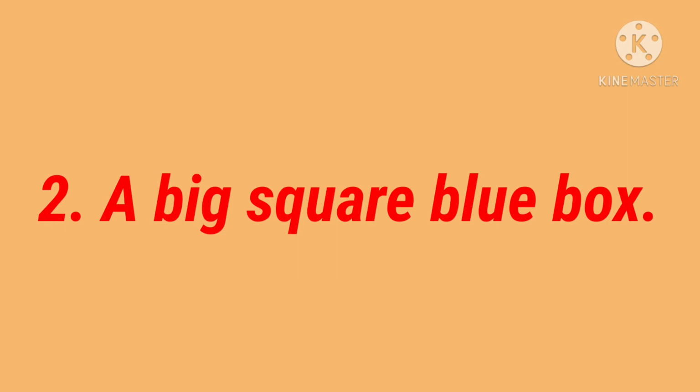Second, a big square blue box. Here which is the noun? Box. Describing words are big, square, blue. Big refers to the size of the box. Square refers to the shape. Blue refers to the color. According to the order, first we write size, shape and color. So a big square blue box. The second sentence is also written in the correct order.